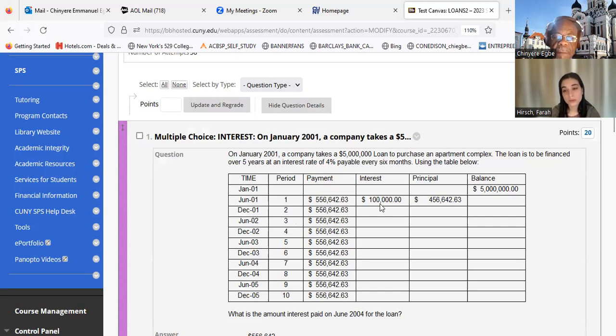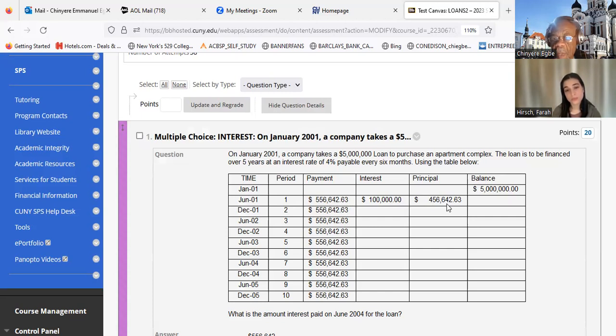So now I did the first one. If you divide the interest rate by 2, you're paying 2%. So 2% of 5 million, the interest amount is 100,000. And so if you pay 556,642 to a bank, this is the way they do it. They will deduct 100,000 interest, and so you get credit towards payment of your loan of 456,642.